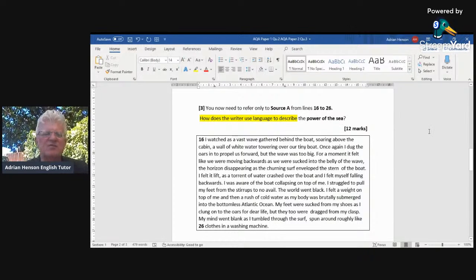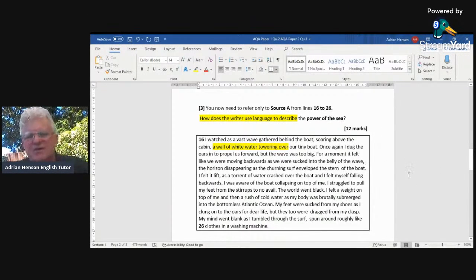It would be very easy just to look at that as how does the writer use language to describe the sea, and you could go straight in and say what a vast wave, but actually does that show the power? Maybe soaring above the cabin, a wall of white water towering over the tiny boat is probably the first element of how the writer uses language to describe the power of the sea. And then you can go through many other things, the belly of the wave, and again the same thing.